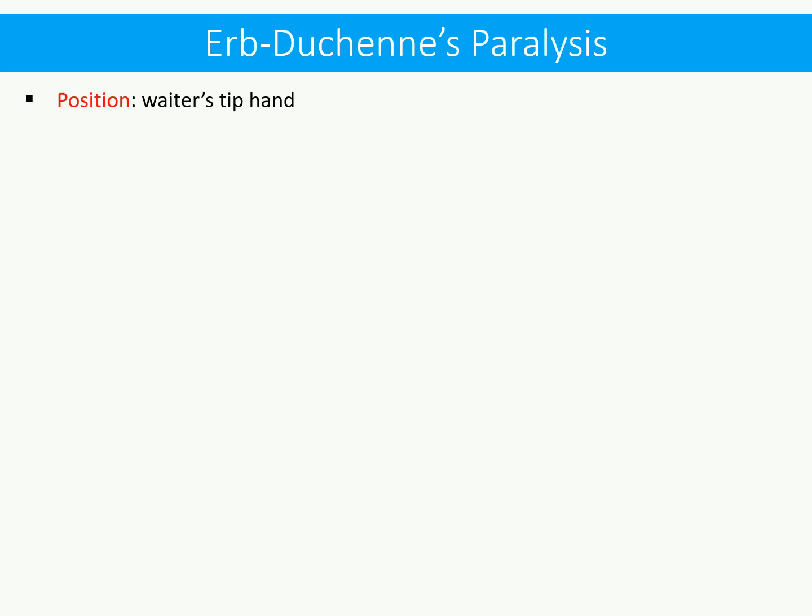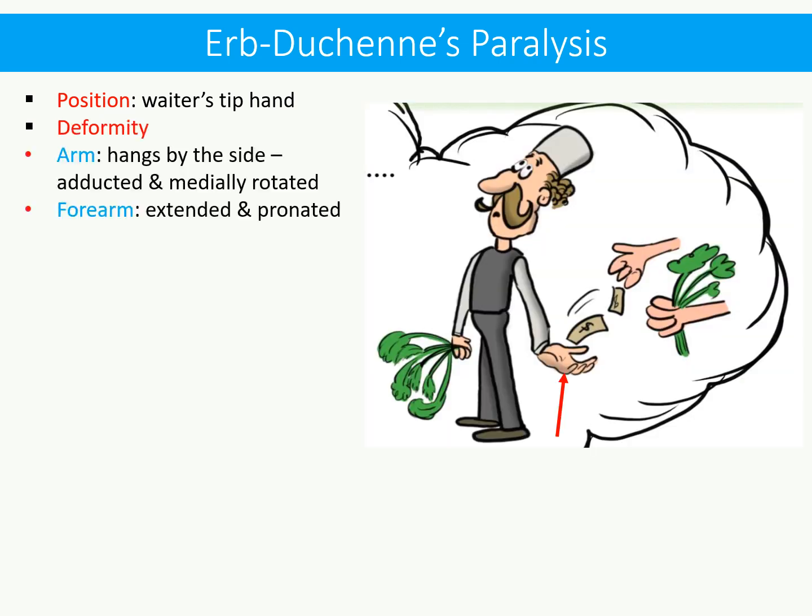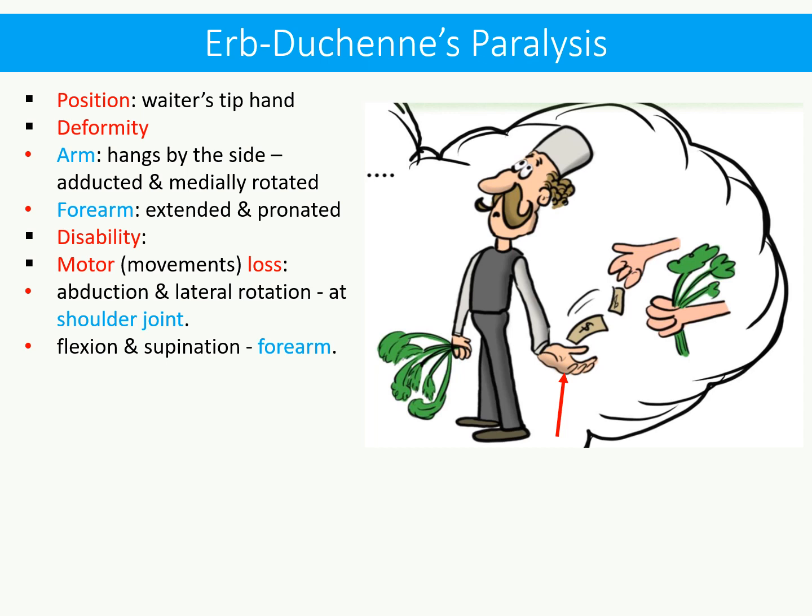The affected limb is present in the waiter's tip hand position, and the deformity is present as the arm hangs by the side and is adducted and medially rotated. Forearm is extended and pronated. The disability is present in the shape of motor loss, in which abduction and lateral rotation at the shoulder joint are lost. In addition, flexion and supination of the forearm are also lost.